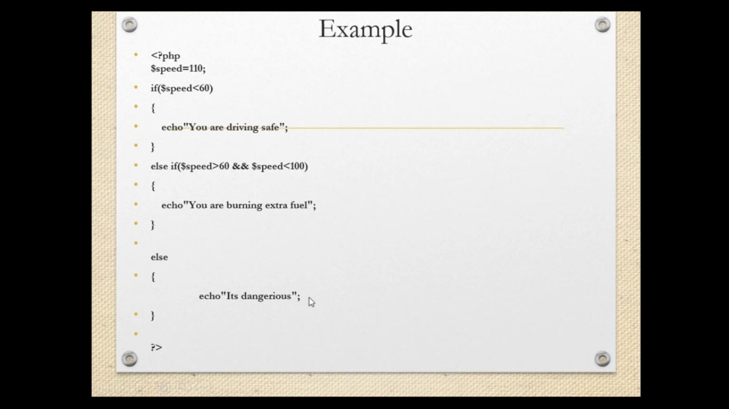Okay, so student, as you can see, we have declared the speed as 110. So it will not execute in the if part. Why will it not execute in the if part? Because we are checking here if speed is less than 60, but our speed is 110.